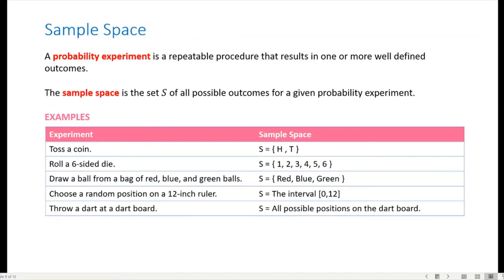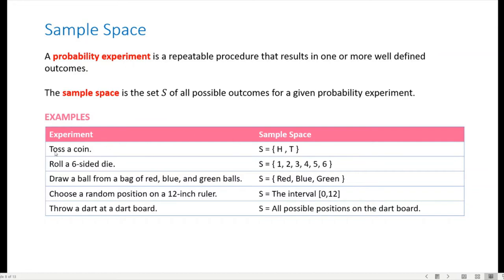Okay. Next up, what is a sample space? Well, first of all, what's a probability experiment? A probability experiment is just something that you perform. It's a repeatable procedure that results in some kind of outcome, okay? And so it could be rolling a die or tossing a coin or throwing a dart, right? The sample space is the set of all possible outcomes for that probability experiment.